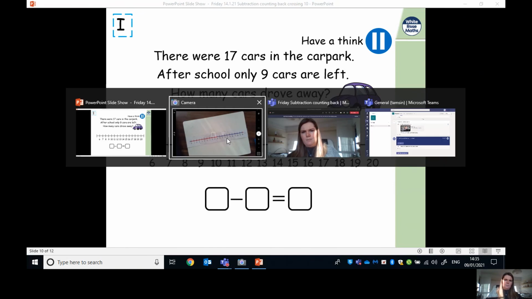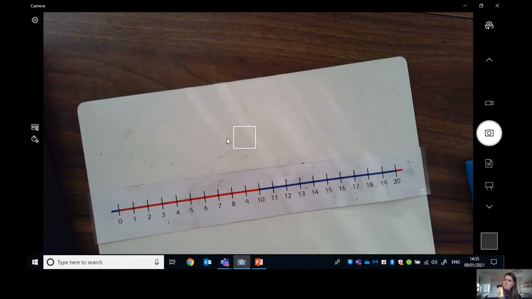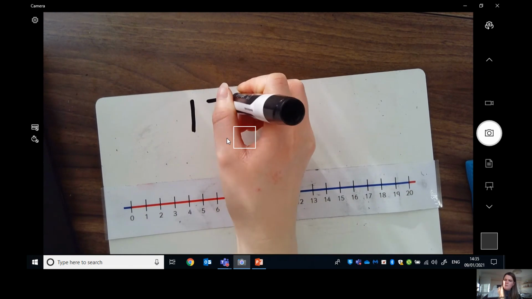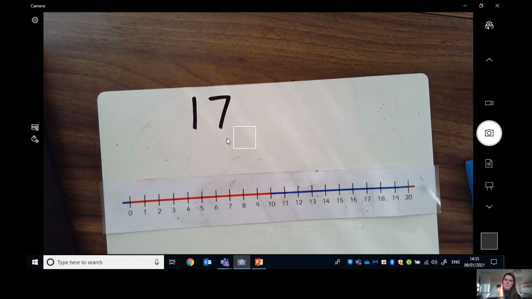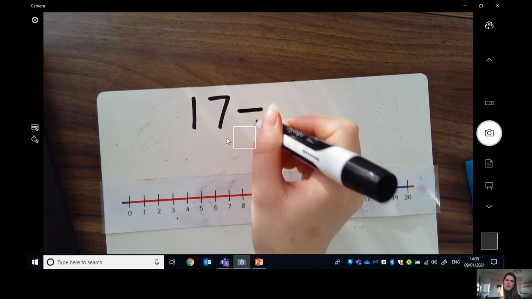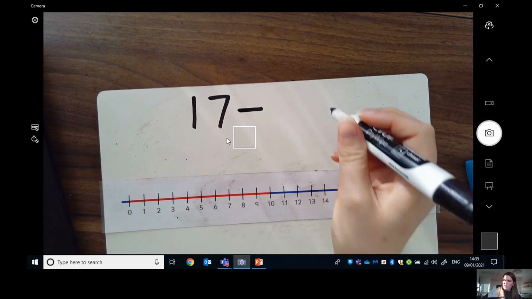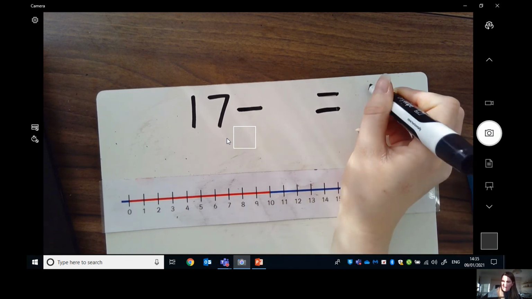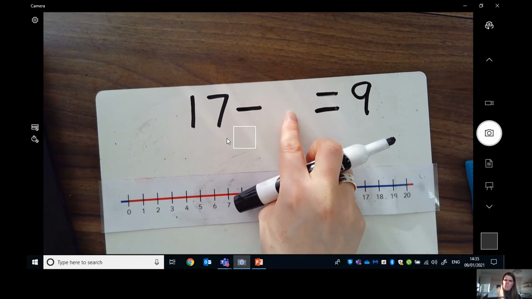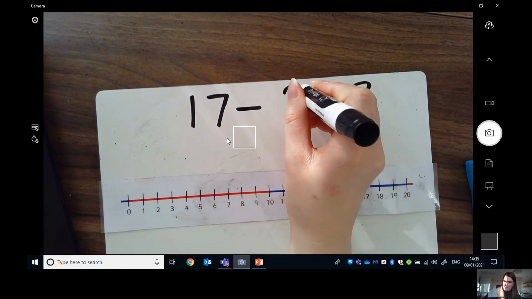Let's look at our sum. Our sum starts with 17. There were 17 cars in the car park. After school, there were only 9 left, which means some of them went away. So we know our sum is subtraction. 9 were left. Well, that sounds like the answer to our equation. How many drove away?